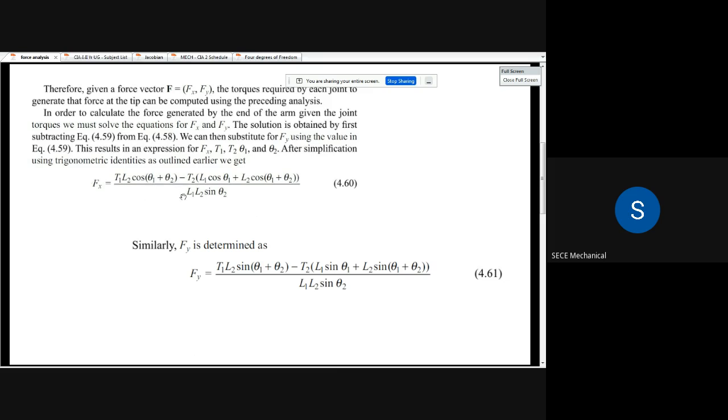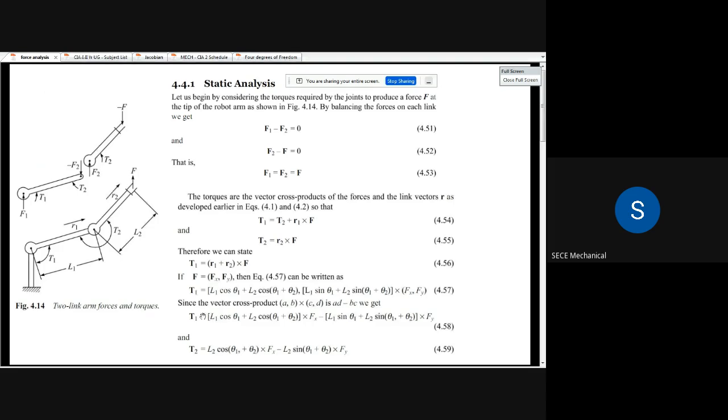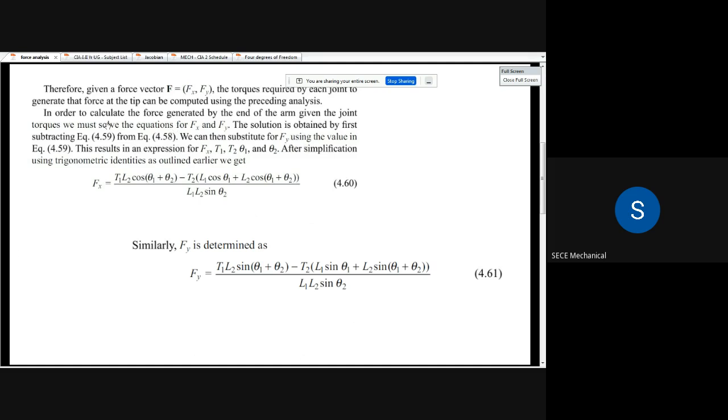So based upon all the substitution, we got the required torque. What we are going to find is the general static analysis of force, that is a force analysis. So based upon this respective torque, right? On substituting, and it's a small derivative part, the Fx will be a function of torque, that is T1 into L2 cos theta 1 plus theta 2, and similarly T2 into L1 cos theta 1 plus theta 2 divided by L1 into sin theta. So in the answer there is the derivative part, that is after simplification using trigonometric identities.